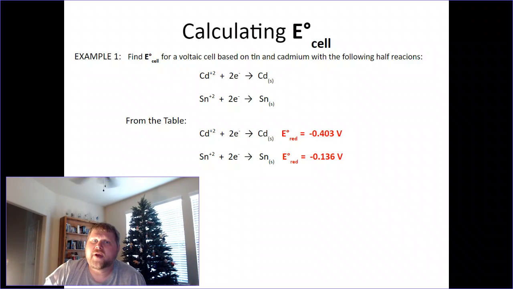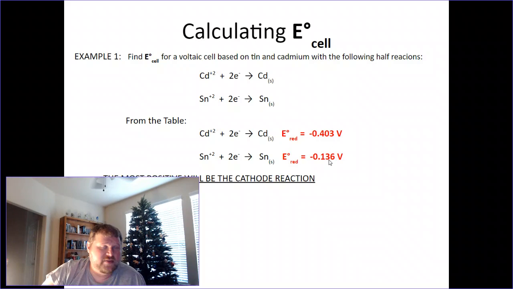Remember, this is just in comparison to hydrogen. These don't want to gain electrons as much as hydrogen does, but that doesn't mean there's not a difference between them. Electrons here will still flow to the ion that wants to gain electrons the most. In this case, we always look for the most positive. No matter if it's two negative numbers, two positive numbers, or one positive and one negative, the more positive of the two numbers is going to be your cathode reaction.